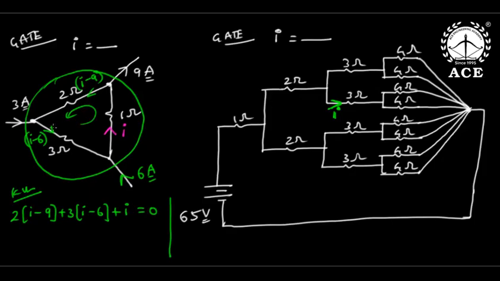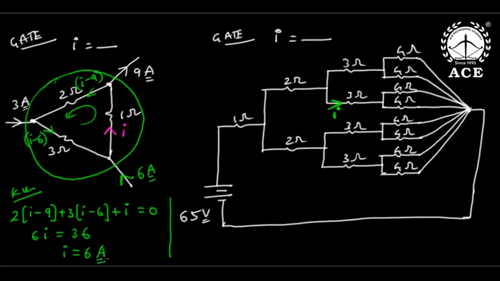2 into I minus 9, 3 into I minus 6, plus I is 0. So 6I, 2, 3, 1. 6I is 9 to the 18, 18, 36. So I is 6 amperes. Simple KCL fundamentals. Now right side.